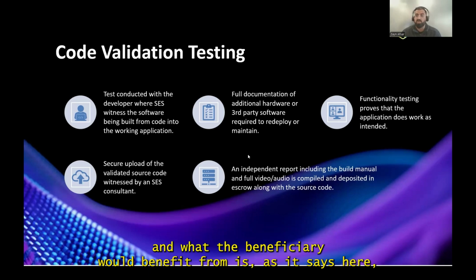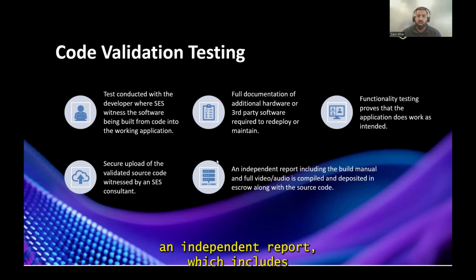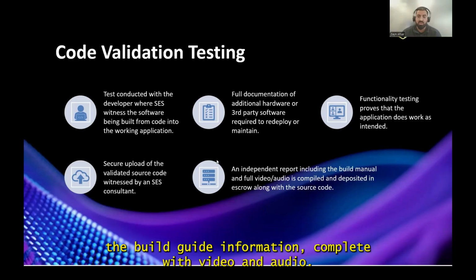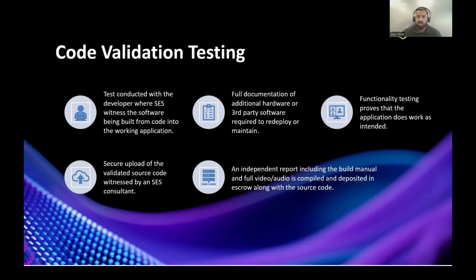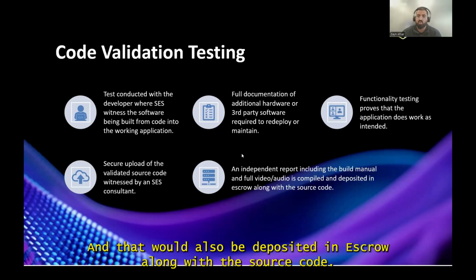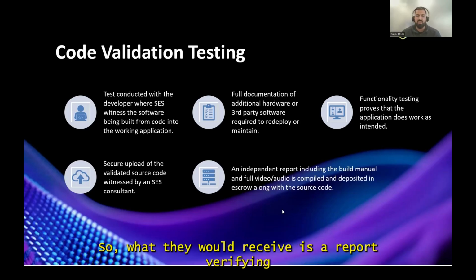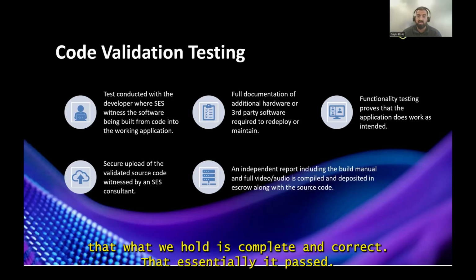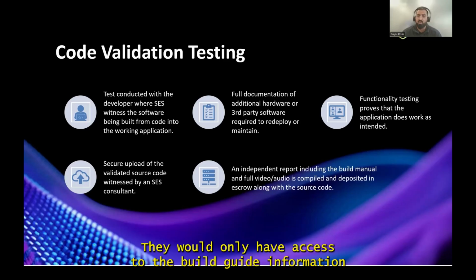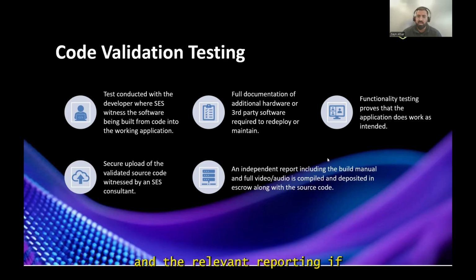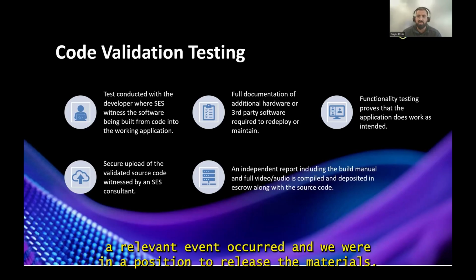And what the beneficiary would benefit from is, as it says there, an independent report, which includes the build guide information, complete with video and audio. And that would also be deposited in escrow along with the source code. So what they would receive is a report verifying that what we hold is complete and correct, that essentially it passed. They would only have access to the build guide information and the relevant reporting if a relevant event occurred and we were in a position to release the materials.